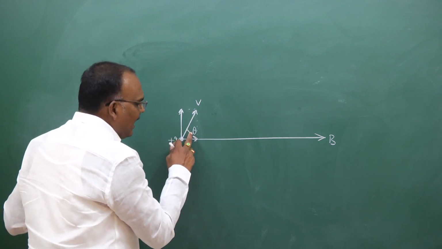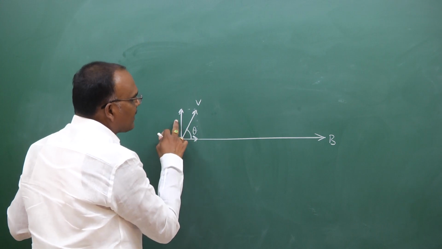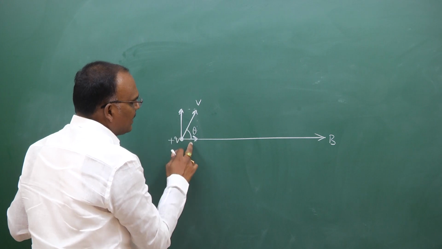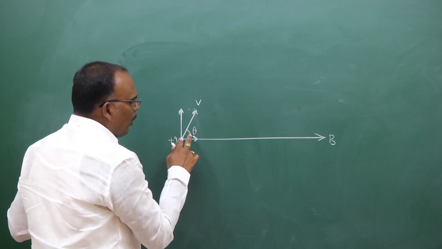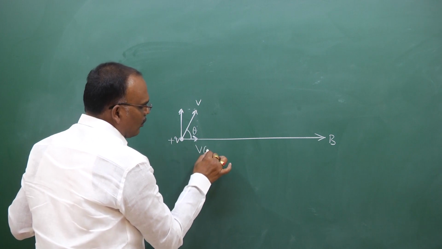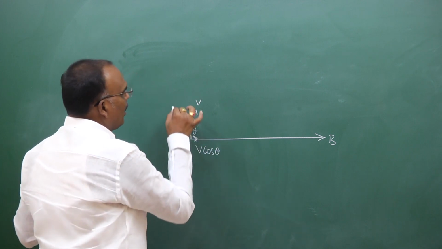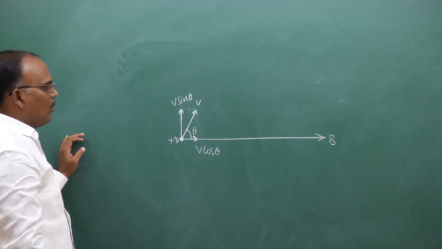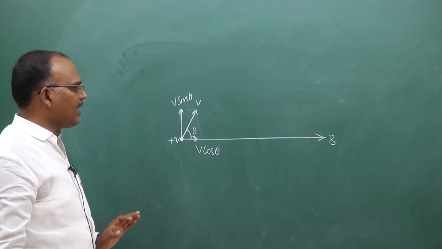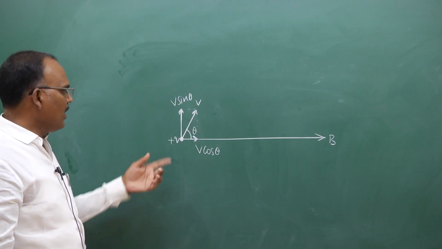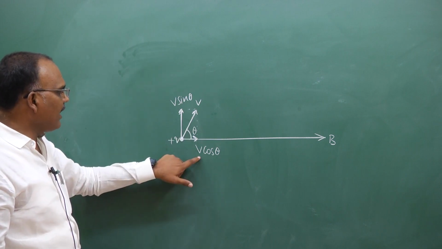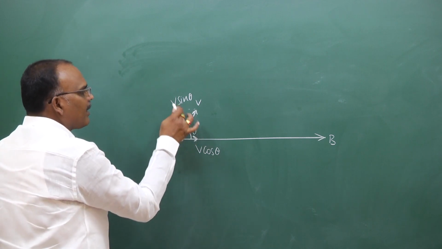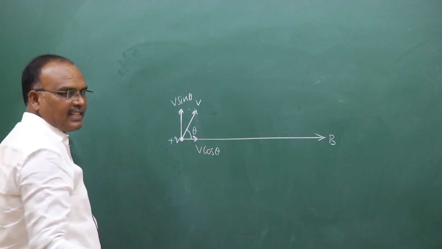When the angle is here, this is adjacent and this is opposite. When the angle is here, this is adjacent and this becomes opposite. The adjacent one is cos, so v cos theta; the opposite is v sin theta. This is important: it is not always v cos theta and not always v sin theta. If theta is here, no doubt it is v cos theta and v sin theta. If I take theta here, then this becomes v cos theta and this becomes v sin theta. Remember this.